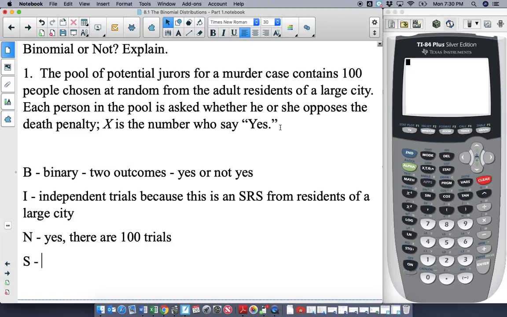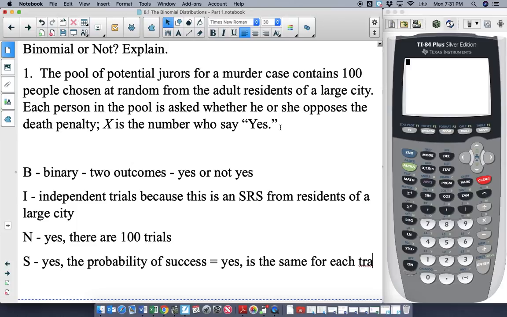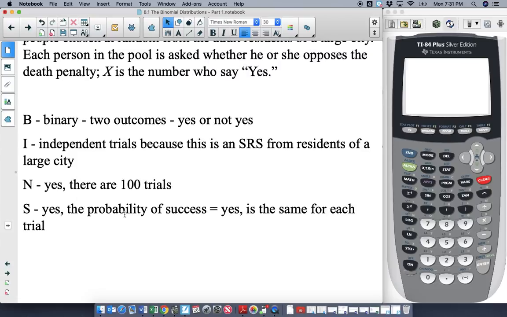So, yes, the probability of success, which is yes, is the same for each trial. So, yes, this is a binomial situation.